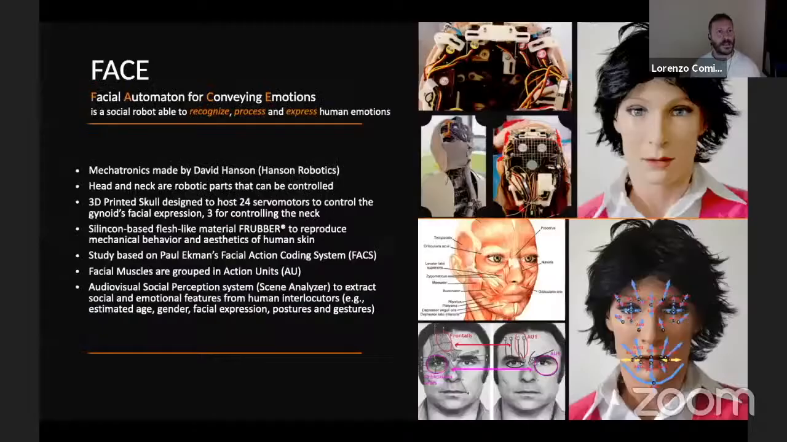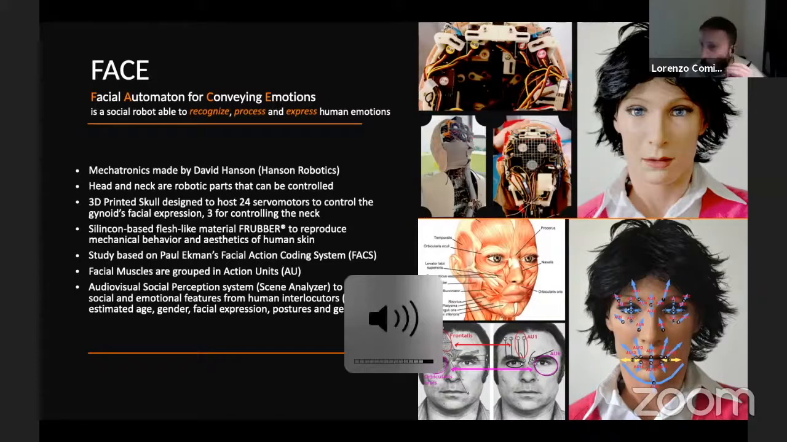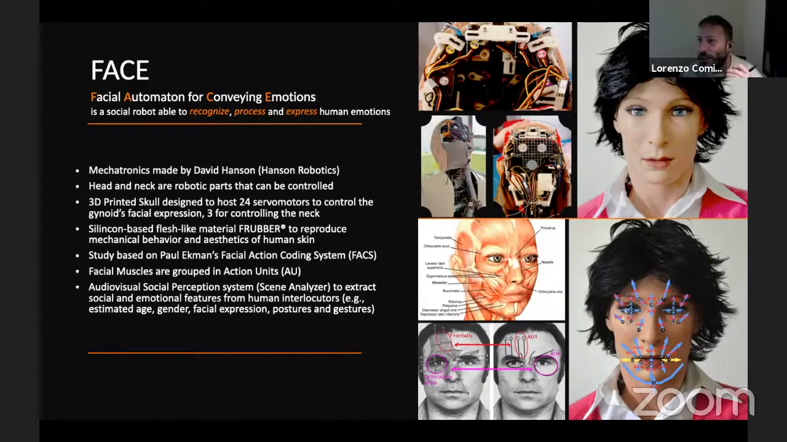And I'm glad to introduce you to FACE. FACE is our social robot from the University of Pisa. FACE is an acronym that stands for Facial Automaton for Conveying Emotions. Actually, the robot is able not only to convey emotions, but to recognize, process, and convey, so express, human emotions. The mechatronics of this robot was made by David Hanson, Hanson Robotics, so we can say that FACE is like a sister of Sophia, whom I'm sure you know.